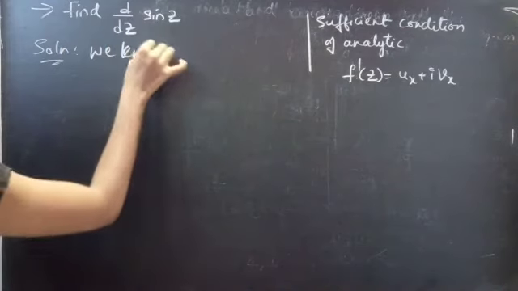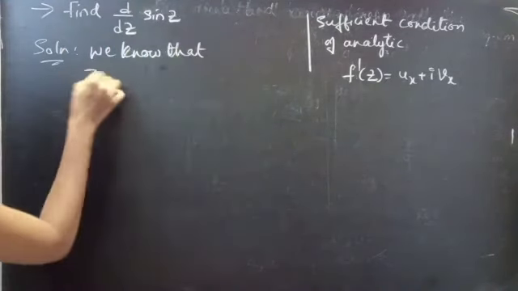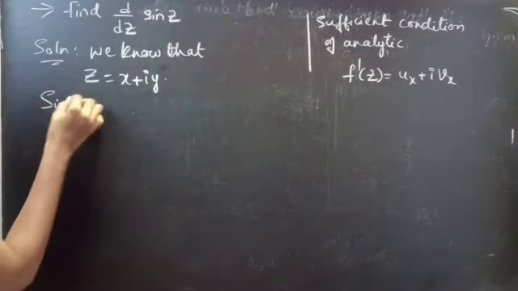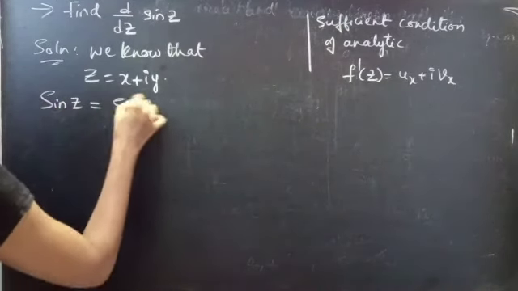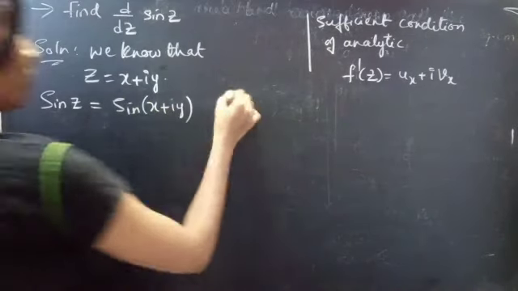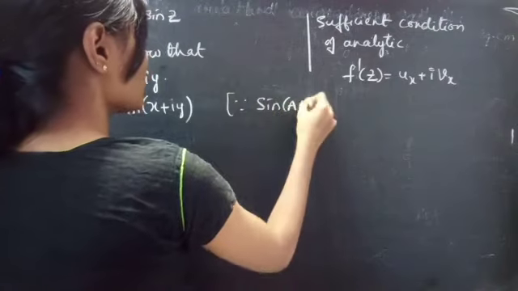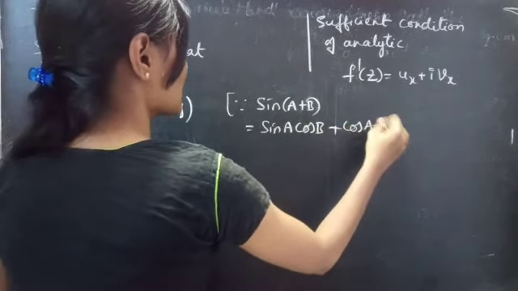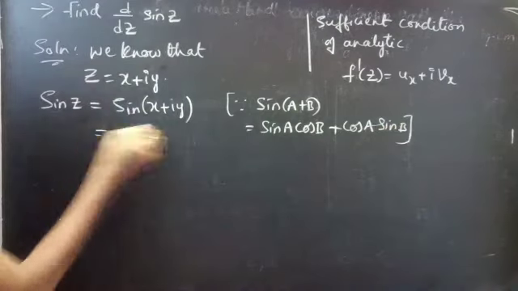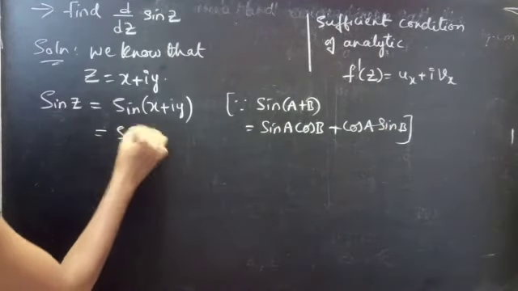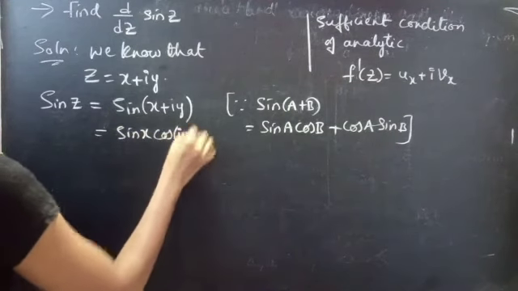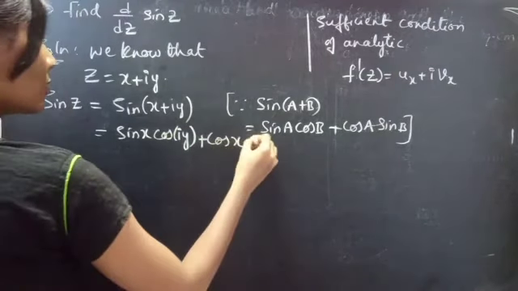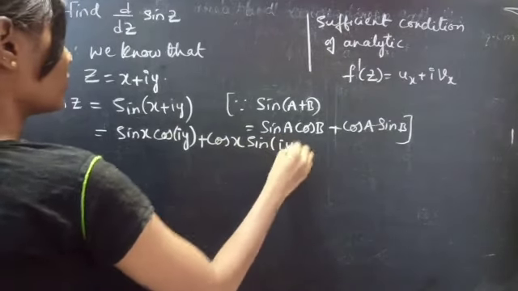We know that z equals x plus iy. So sine z will be sine of (x plus iy). Since sine(a plus b) equals sine a cos b plus cos a sine b, now we can apply this formula. So we'll get sine x cos iy plus cos x into sine iy.